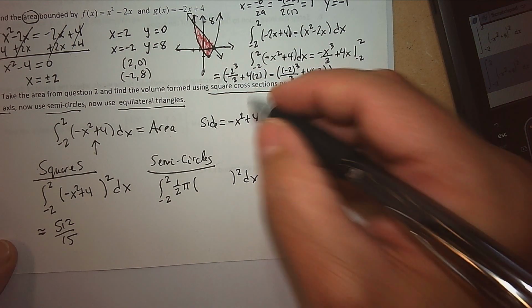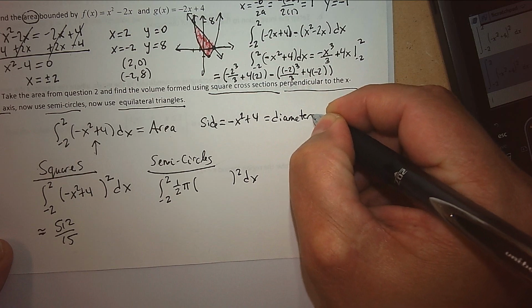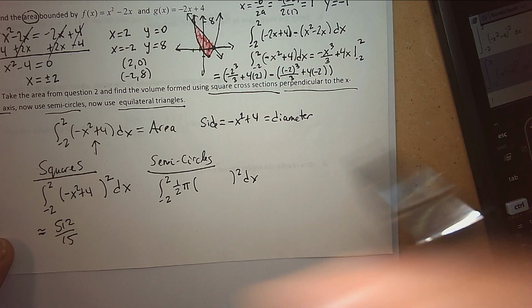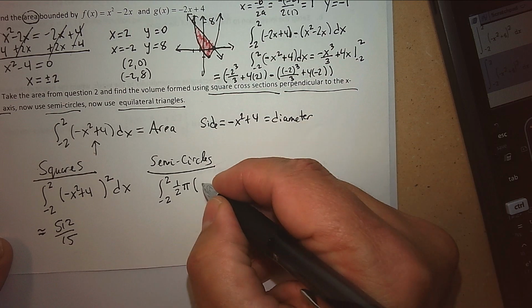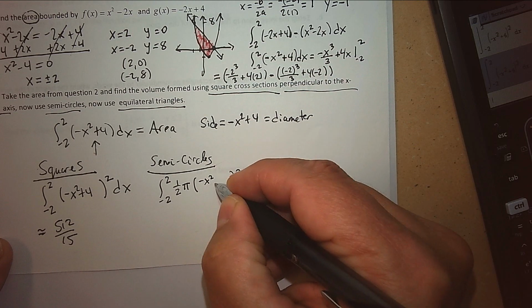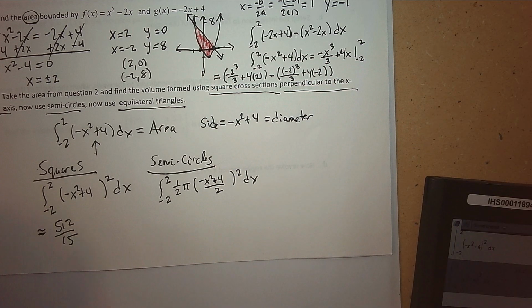Now, this side represents the diameter of that semicircle. So when I substitute in, I need the radius. So what am I going to do to that side to get the radius? Divide it by 2. Use your calculator. Yes.